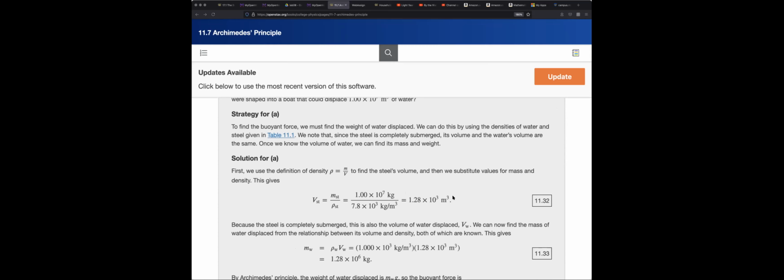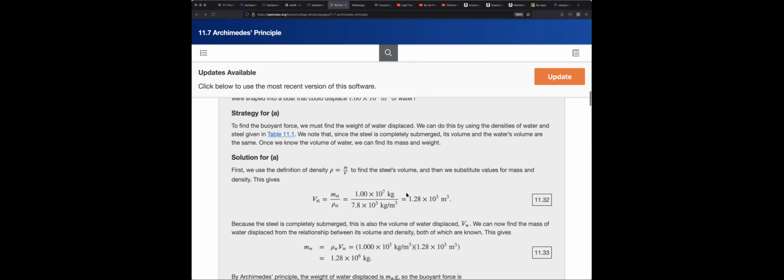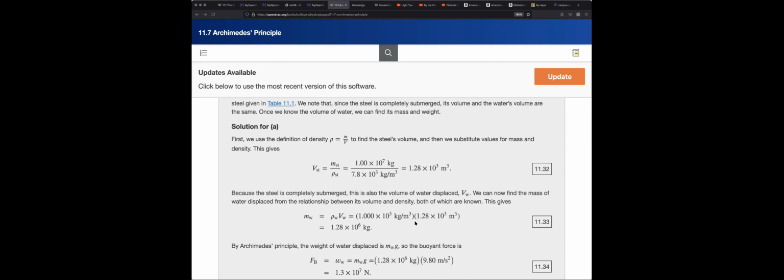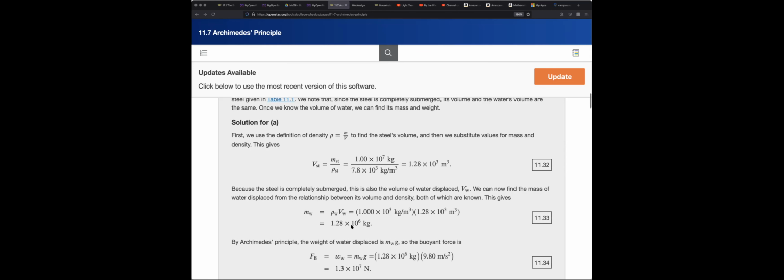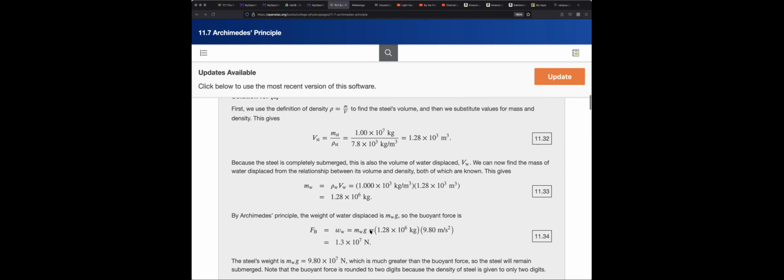Then you use that volume to calculate the weight of the water displaced. This volume times the density of water, which is right here. This is the density of water. That's the volume of the steel that's displacing the water. That tells us how much mass is displaced in water. Then to get the weight of that, you multiply by g right here. The weight of the water displaced is 1.3 times 10 to the 7 newtons. So that's 13 million newtons of water displaced by that big chunk of steel.